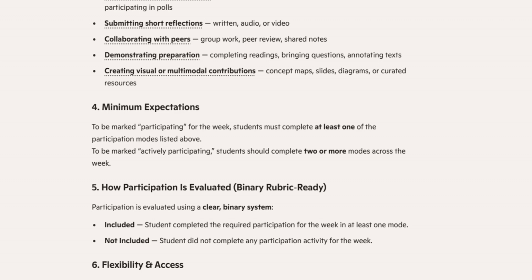Okay, so I am going to prompt it to condense this policy into a brief 4-sentence paragraph to help reduce cognitive load, but remain clarified as what consists of participation, how they can participate, and how they are evaluated. Okay, so now we're going to hit submit and we're going to see what happens.